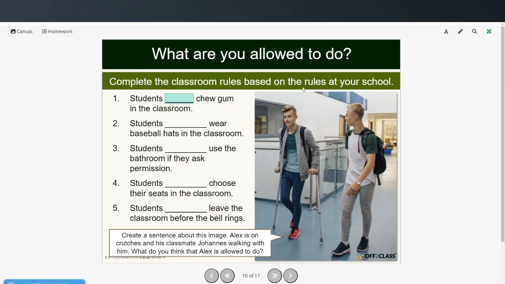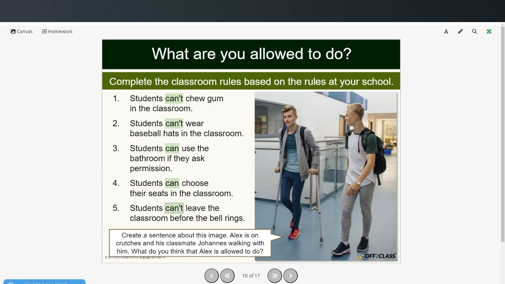Okay, so students can't chew gum in the classroom. Students can't wear baseball hats in the classrooms. Students can use the bathroom if they ask permission. Students can choose their seats in the classroom. Students can't leave the classroom before the bell rings. And now they'd like you to complete a sentence about this picture. Alex is on crutches and his classmate Johannes is walking with him. What do you think Alex is allowed to do?